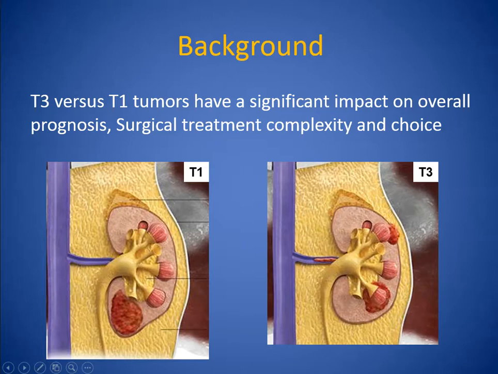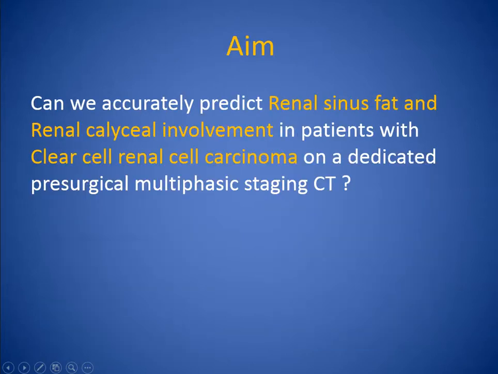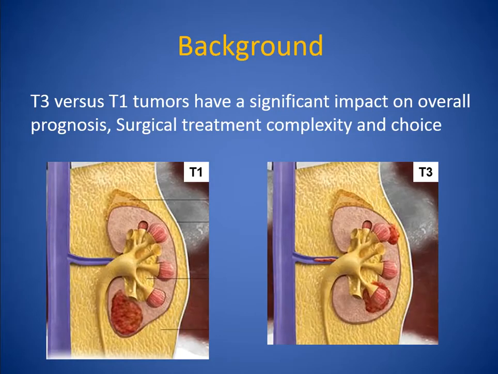which constitute T3 tumor, along with perinephric fat invasion and also renal venous tumor thrombus. T1 or T2 tumors are those confined just to the renal parenchyma. T3 tumors, one subset of them, are those which actually invade the renal sinus fat and renal calyx. Now, why is this important? Because there might be surgical complexity, particularly when partial nephrectomy is being considered.